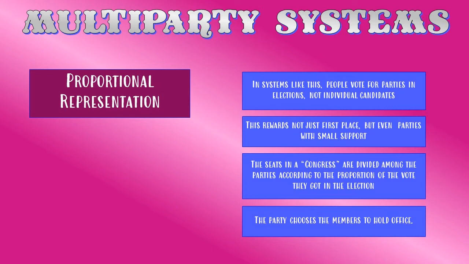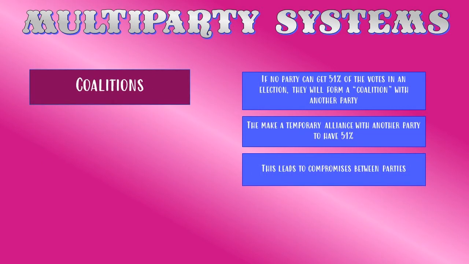So here the seats are divided among the parties according to the proportion of the vote that they got in the electorate. So in this case, we don't care just about first place, but we care about first place and second place and third place, and on and on. And so this allows more different types of parties to win offices. In elections like this, where you go and vote for the party, at the end of the election, the parties find out how many seats they have to fill, and the parties get to choose the members that hold office.